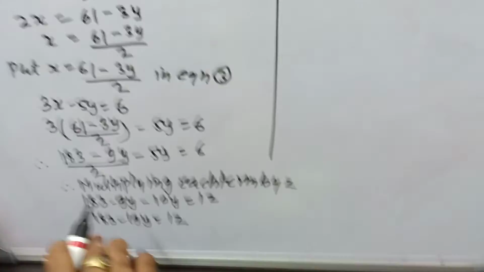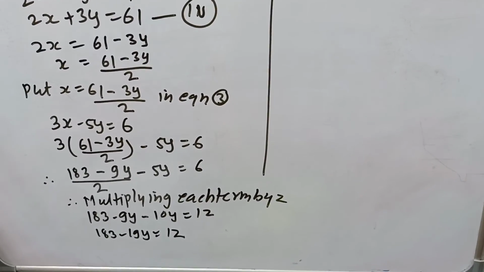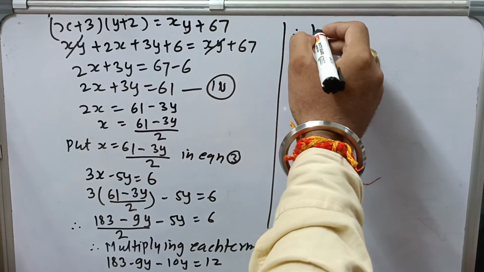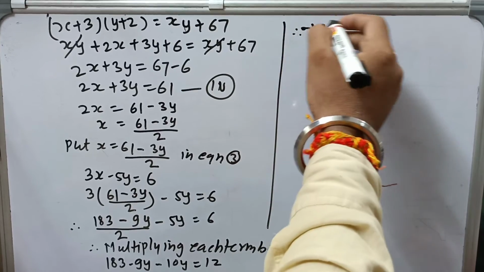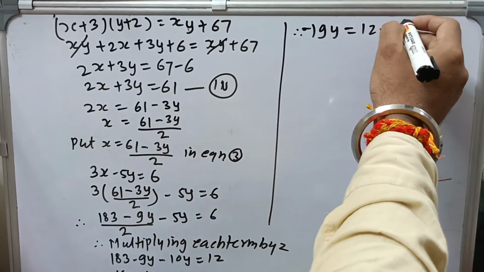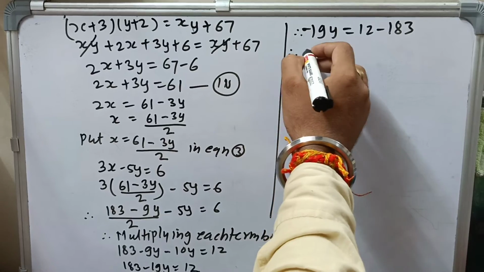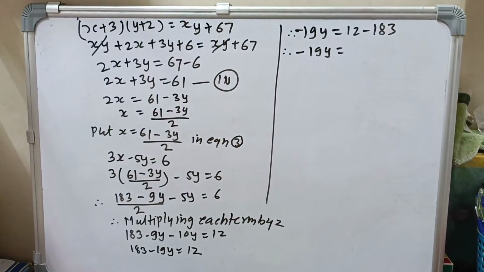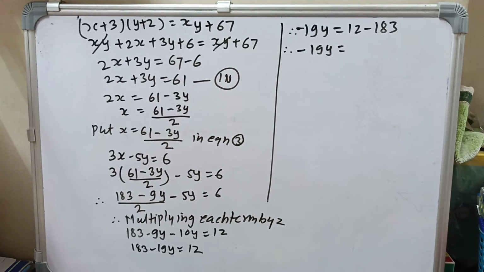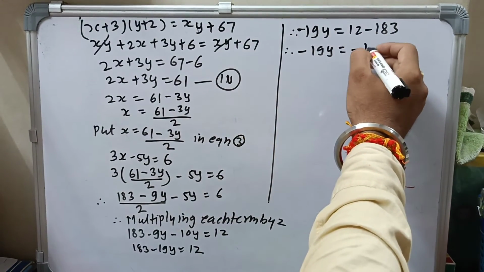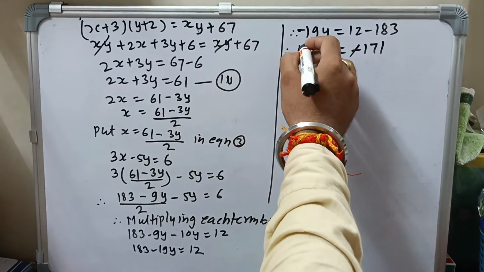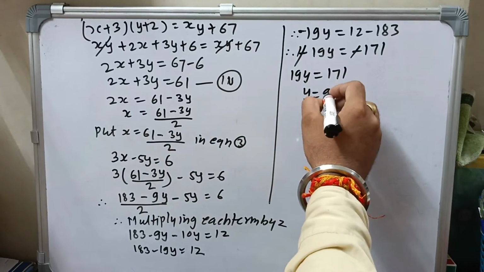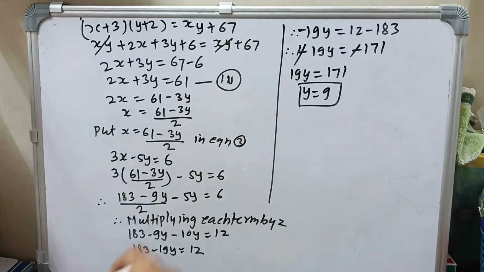Okay, we can change the side of 183 from this side to that side. So this equation becomes -19y = 12 - 183. Therefore it becomes -19y = -171. The minus signs get cancelled. 19y = 171, y = 9. The value of y is 9.